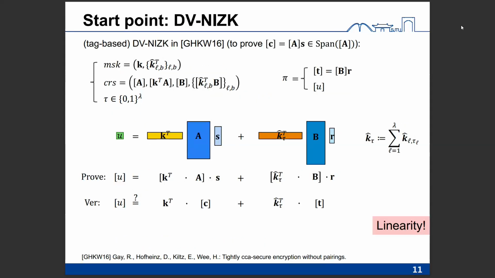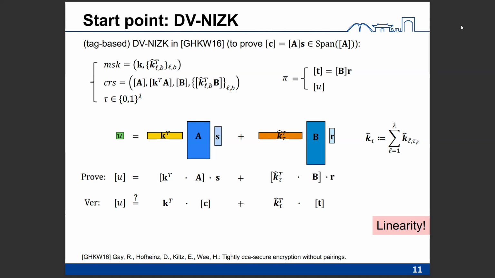So our starting point is the DV-NISC in GHKW16. This slide shows the DV-NISC construction of GHKW16. The master secret key contains K, a vector, and a series of vectors K hat. As for the proof, it has two parts, T and U. That's the proof algorithm, and that's the verifier algorithm. Okay, from this slide, we can notice that it has good linearity. That is, the proof and the verifier algorithm just take linear computation.